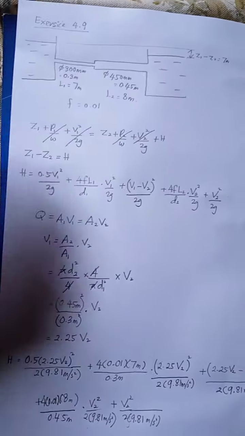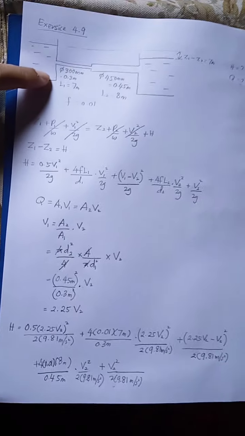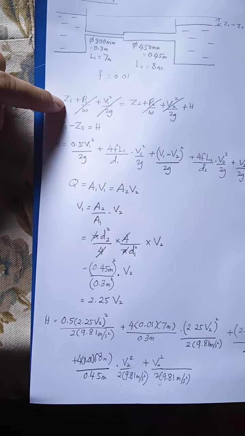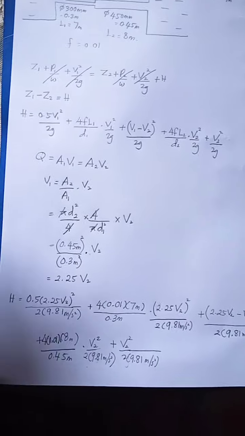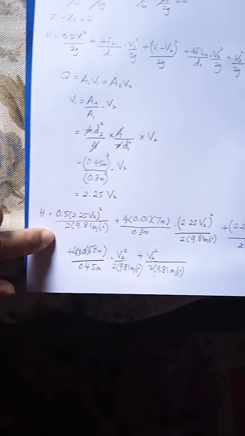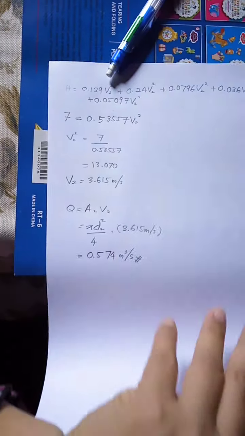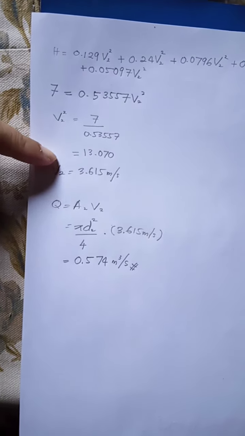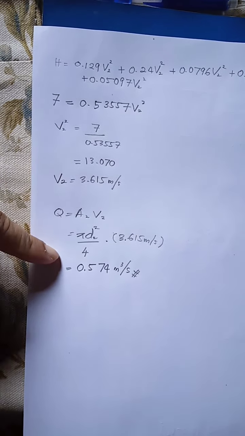First of all, draw the diagram. Write the Bernoulli equation. Simplify the equation. Then we have the answer for V2, we have the answer for Q. Okay, thank you.